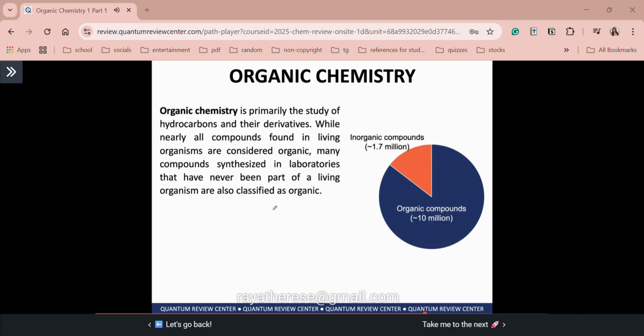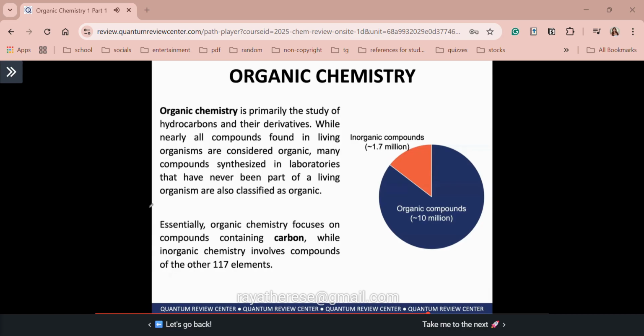Again, because of the chemical reactivity of carbon, it can give rise to different structures. With the allotropes of carbon alone, you see, we have numerous novel or unique chemical compounds. Class, I hope it's clear. Again, organic chemistry usually focuses on compounds that contain carbon. Alright, for inorganic, the rest.